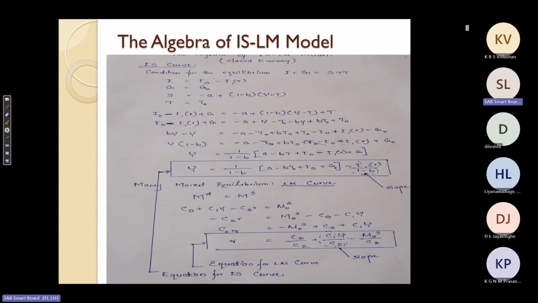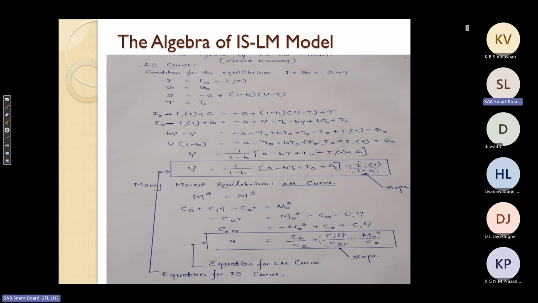So here we assume a closed economy. Our IS curve represents the real sector in our model. Our investment function is I0 minus I1 R. Government expenditure we take as autonomous. The savings function is minus A plus (1 minus B)(Y minus T), and the taxes are T0.